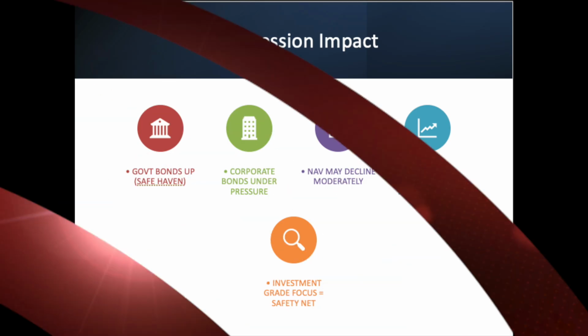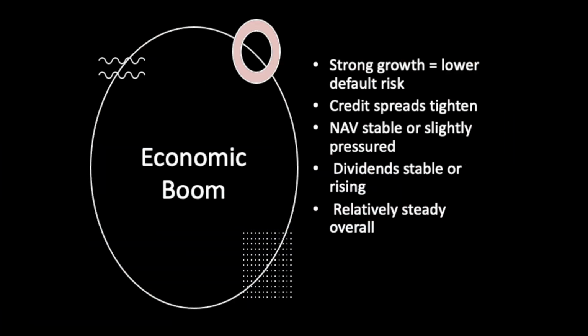Okay, let's switch gears to happier times. An economic boom. Strong growth, companies doing well. What then? Right, boom times. Companies are generally healthy, default risk is low. That's good for corporate bonds. Credit spreads usually tighten, meaning the extra yield for risk shrinks because things feel safer. However, central banks might start thinking about hiking rates to stop the economy from overheating. So that could put a little downward pressure on bond prices, or maybe they just stay kind of flat. So NAV might be stable, maybe slightly pressured.